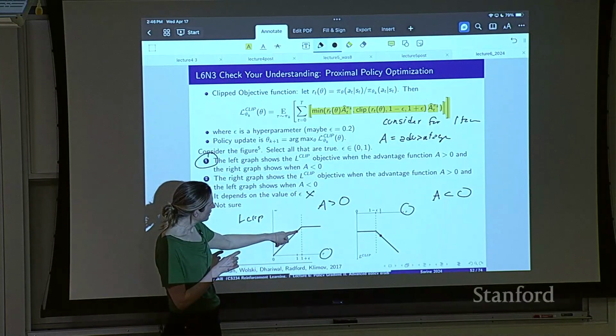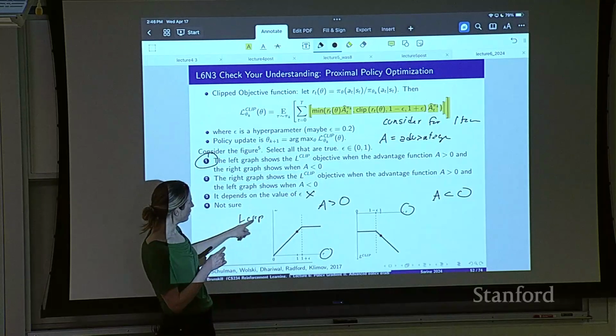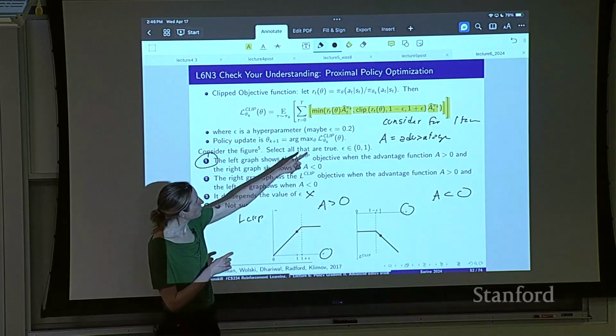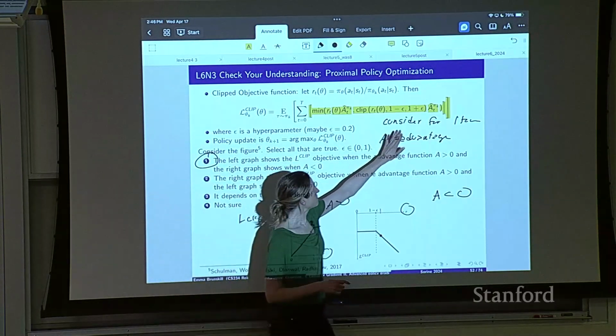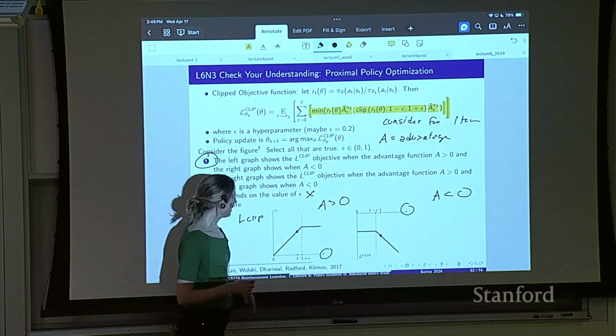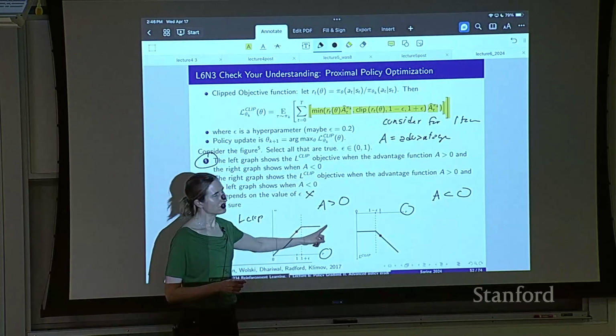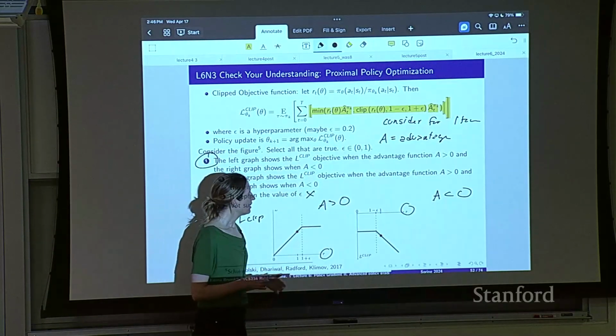So as it's getting larger and larger, it's just going to increase your L-clip value, but at some point you're going to run up against this part. And so at this part, you're going to clip it, and you can't get higher anymore.